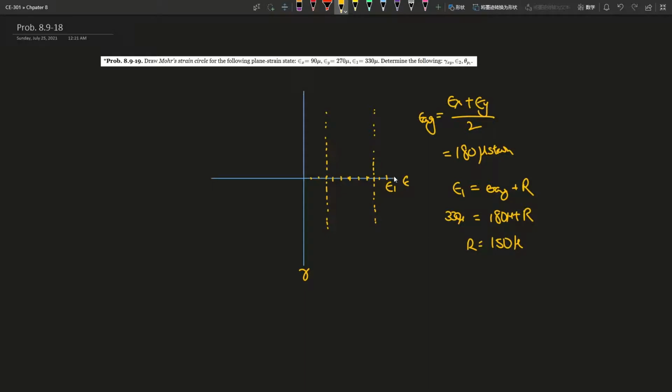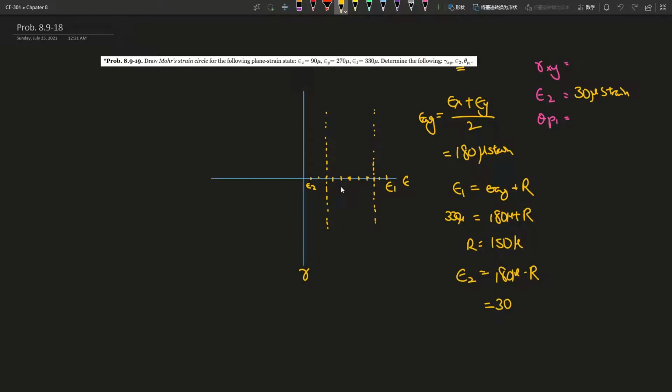We can continue to figure out some other stuff. We can figure out what E2 is, which is one thing that we're looking for. Let me just write something on top: shear XY equals, E2 equals, and the angle equals. Okay, all right, just for clarity. So E2, strain 2, equals the average, which is 180, minus R, right? So that's going to be 30. So we know the other one is going to be here. This is where E2 is, so E2 is 30 micro strain. Okay, perfect.